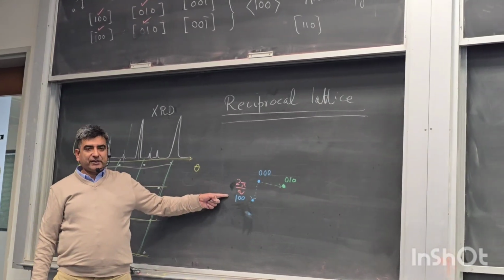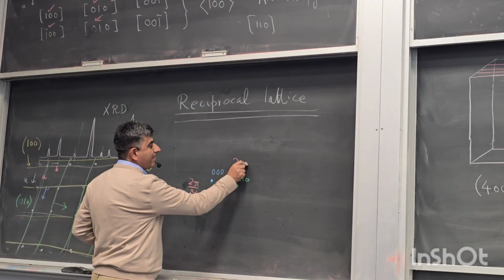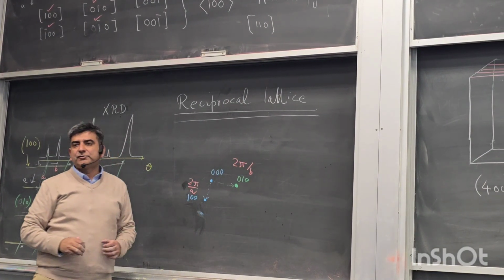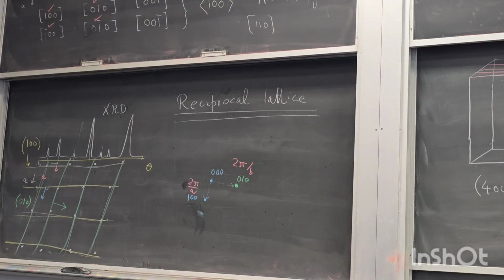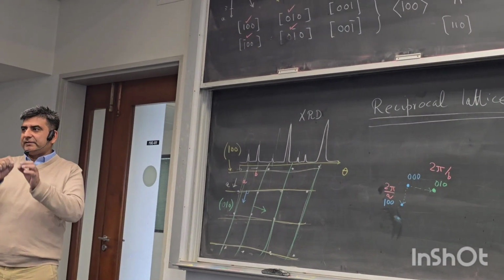So this is 2 pi over A, this is 2 pi over B, right? So whatever the plane spacing corresponding to those planes, the reciprocal of that demarcates the spacing in the reciprocal space.